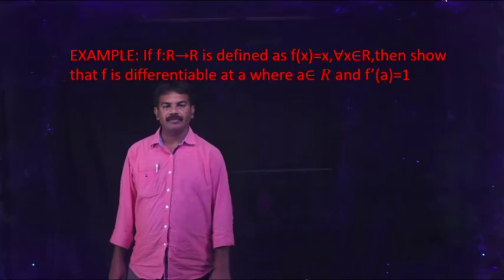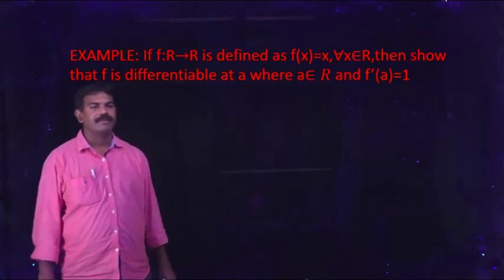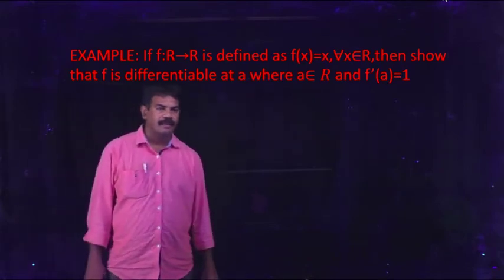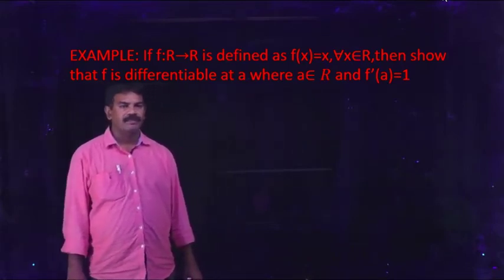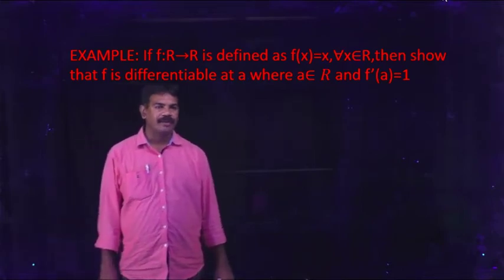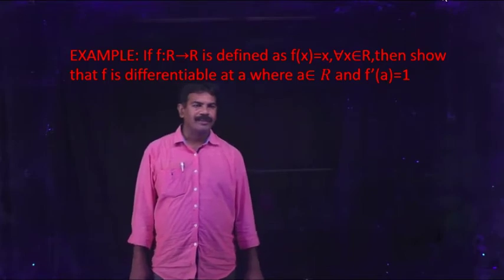Now see the example. If f from R to R is defined as f of x is equal to x for all x belongs to capital R, then show that f is differentiable at a where a belongs to capital R and f dash x is equal to 1.